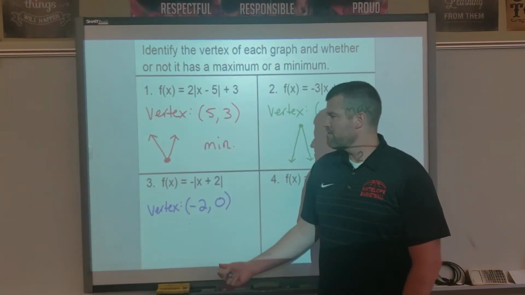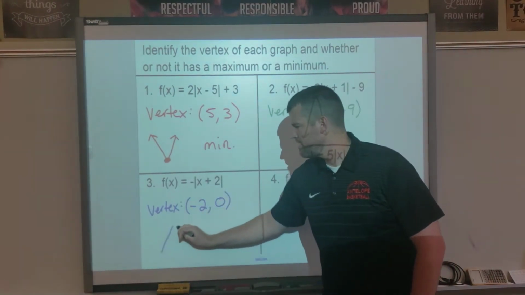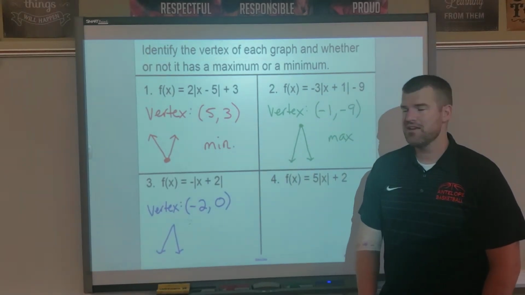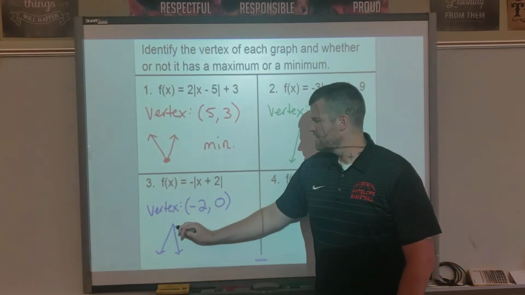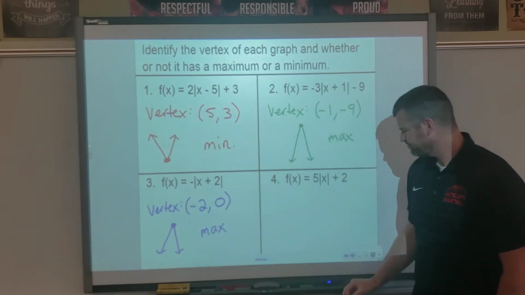And then as far as opening up or down, we have a negative in front, so it's going to be an upside down V, right, or kind of like an A. And if it's upside down like this, our vertex is at the top, and we have a max.